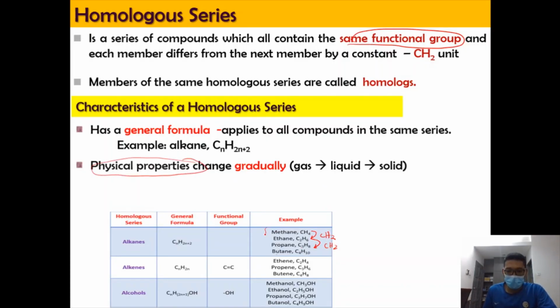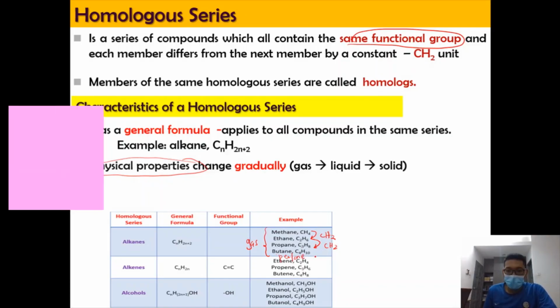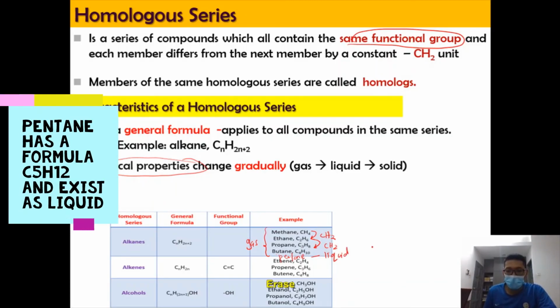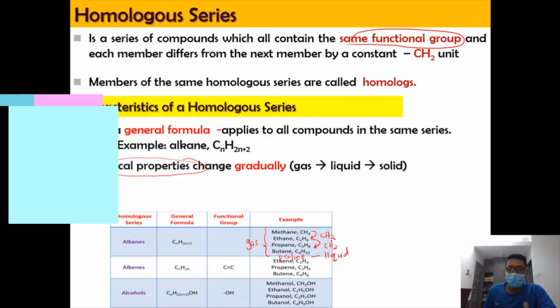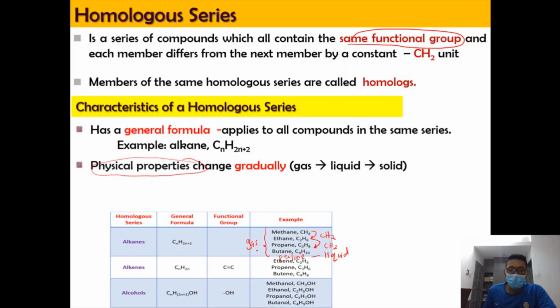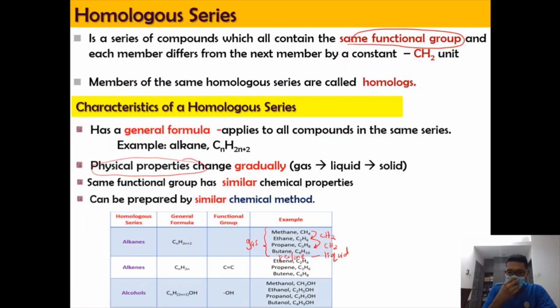Okay, so for the first four here, they may exist as gas. But when you start going to pentane, then it will go into liquid. Alright, so when there's an increase in the CH2 unit, the physical properties will change as well. However, because they contain the same functional group, the chemical properties are still maintained. Okay, so for functional group, chemical properties are still maintained because of the same reactivity, but physical properties will change because there is an increase of the CH2 unit. And because of the same chemical properties, they can be prepared by similar chemical methods as well.